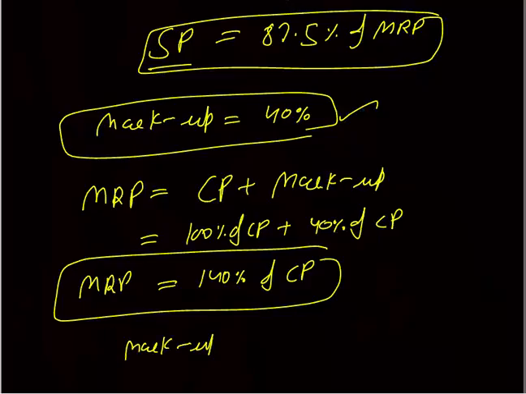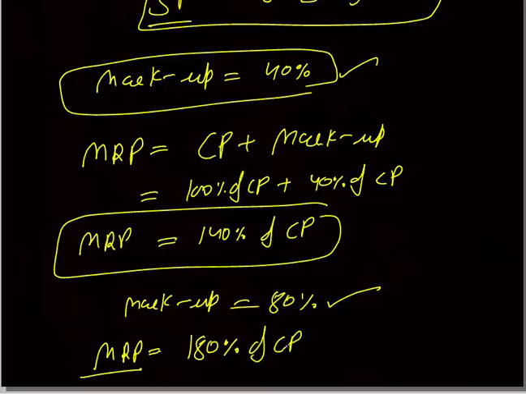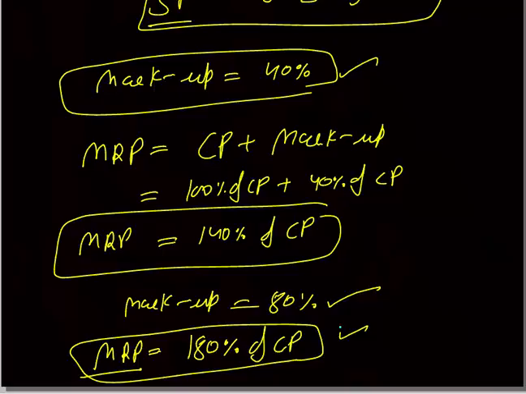Markup is 80%. Straight away I will write in the exam markup is 80%. Logically it means that I am increasing my cost price by 80%. Simply means that. So MRP will be cost price plus 80% of cost price. This is 180% of cost price. You have to understand logically. Markup is 80% means you are increasing your cost price by 80%. So earlier cost price was 100%. It increased by 80%. It becomes 180% of cost price.